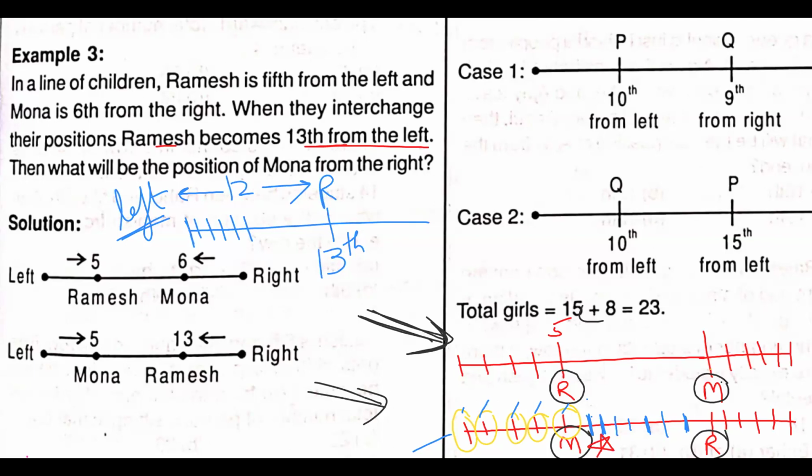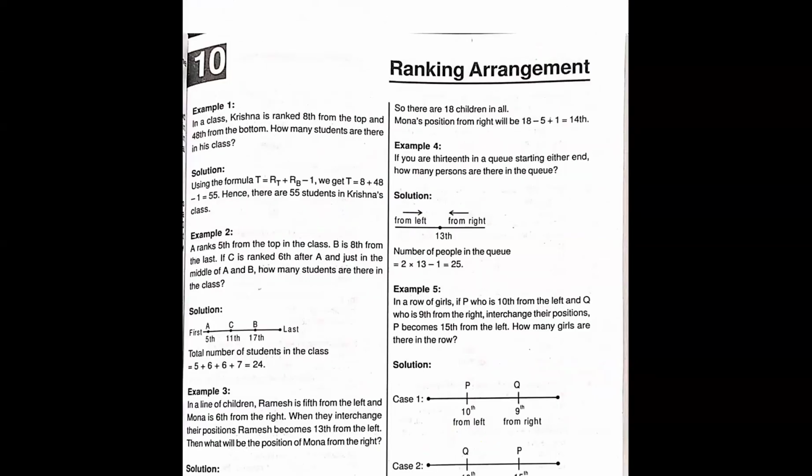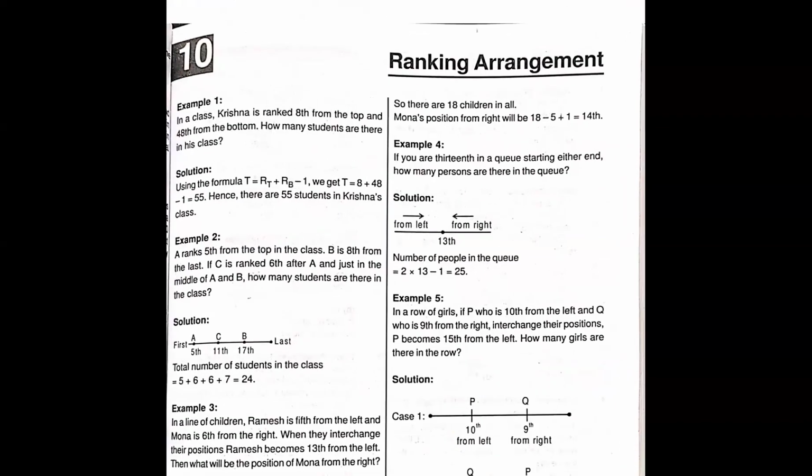So if we have to count from the right, we have to tell what will be the position of Mona from the right. So we'll start counting from this side. Right hand is this. Yes, Anaya, correct. Good. So it will be 14, right? 1, 2, 3, 4, 5, 6, 7, 8, 9, 10, 11, 12, 13, and 14. Correct. So Mona's position will come 14th from the right. Let us check the answer also. Yes, that is correct. It will be 14th.